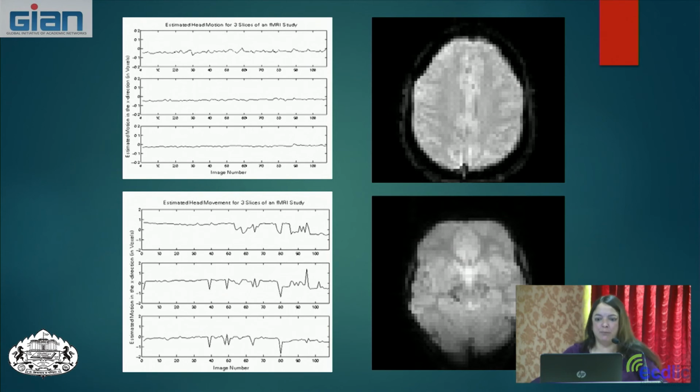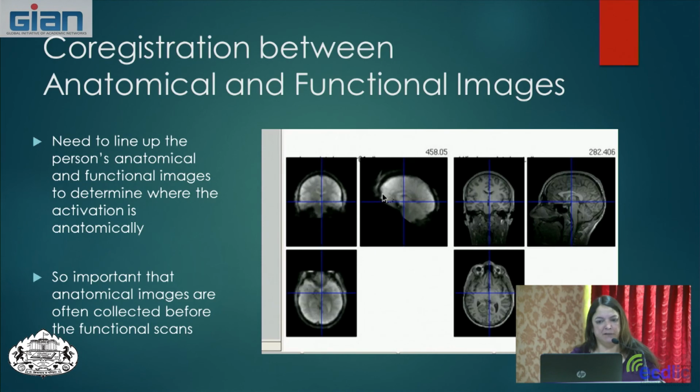And this is an example. The top shows very little motion, and the bottom shows more motion. You can see in the bottom image that we have a lot more blurriness at the edge of the image, especially down there at the bottom, than we do in the top image. And that's what happens with motion in fMRI. I think we look at that a little bit more when we get to actual data processing, so you can see more of how that's done if you're interested.